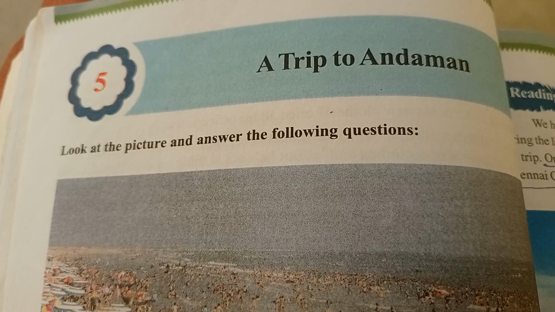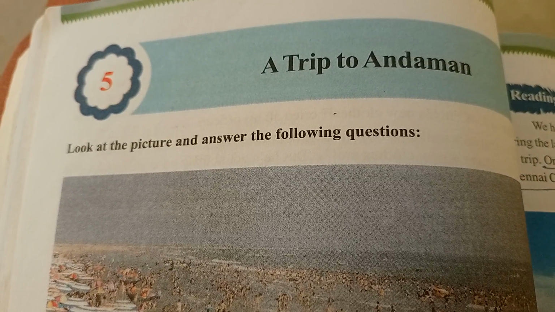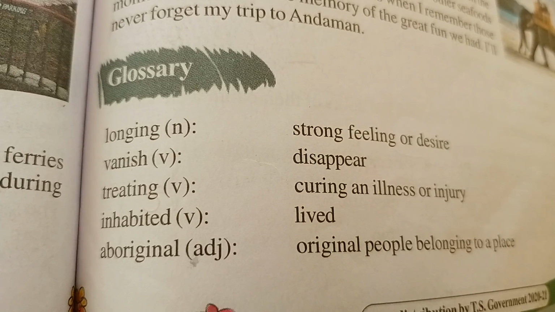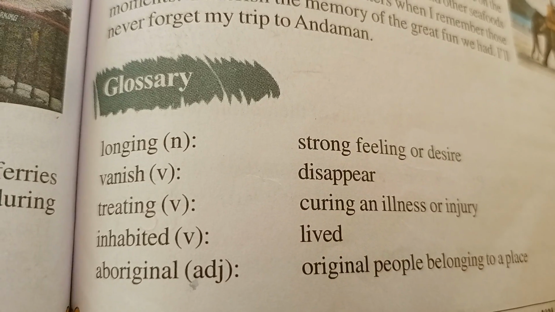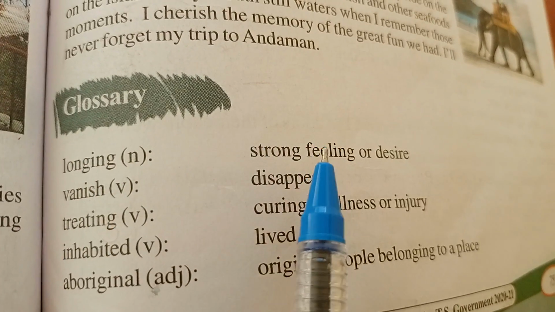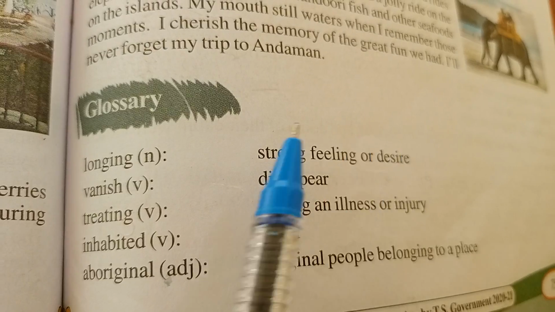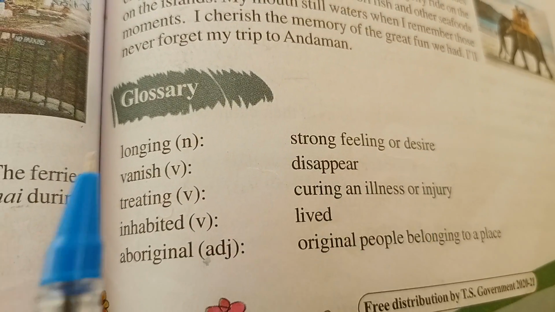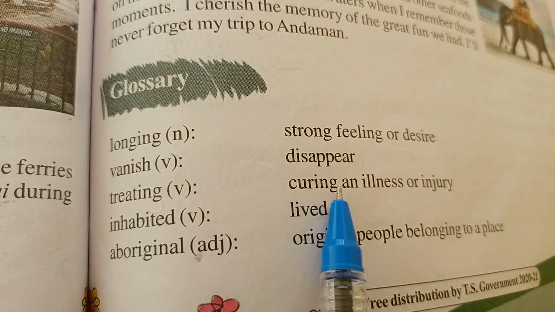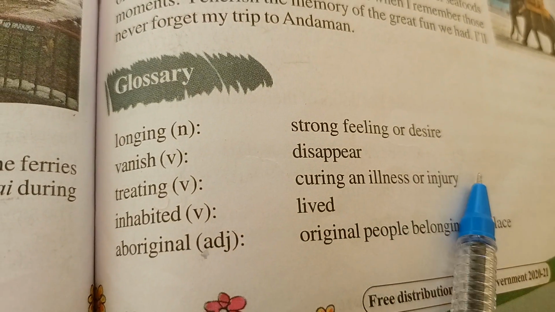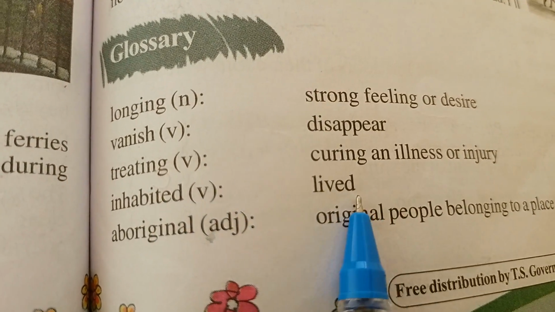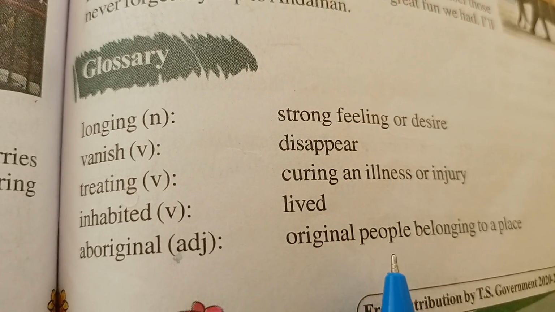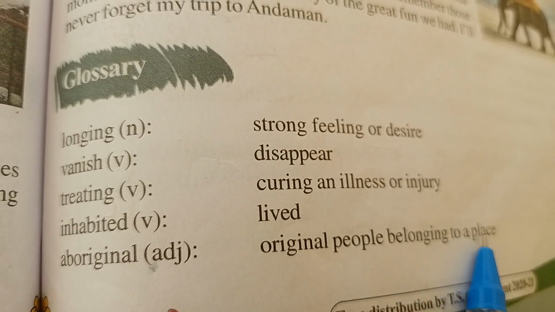Now I am going to read the glossary and vocabulary part of the lesson A Trip to Andaman from 7th class English textbook. Page number 75. Glossary. Longing, strong feeling or desire. Vanish, disappear. Treating, curing an illness or injury. Inhabited, lived. Aboriginal, original people belonging to a place.